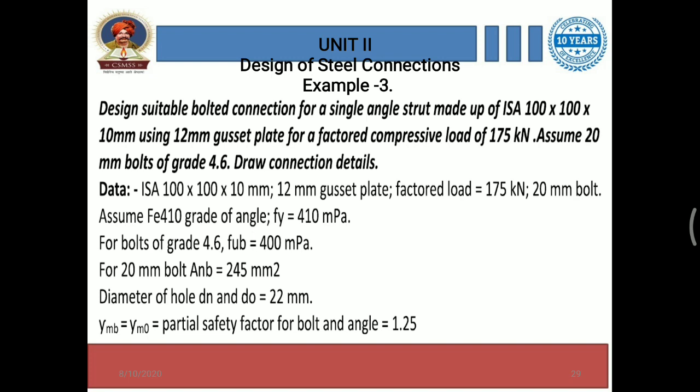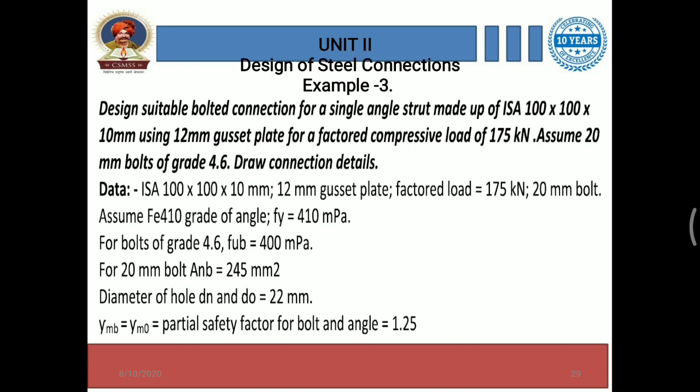For a 20 mm bolt, Anb is 245 mm square. Now it is again directly taken. You can calculate Anb is equal to pi by 4 d square. d is 20. You can calculate, and you will get the same answer of Anb. Anb is equal to pi by 4 d square. Use d as 20 and find out Anb.